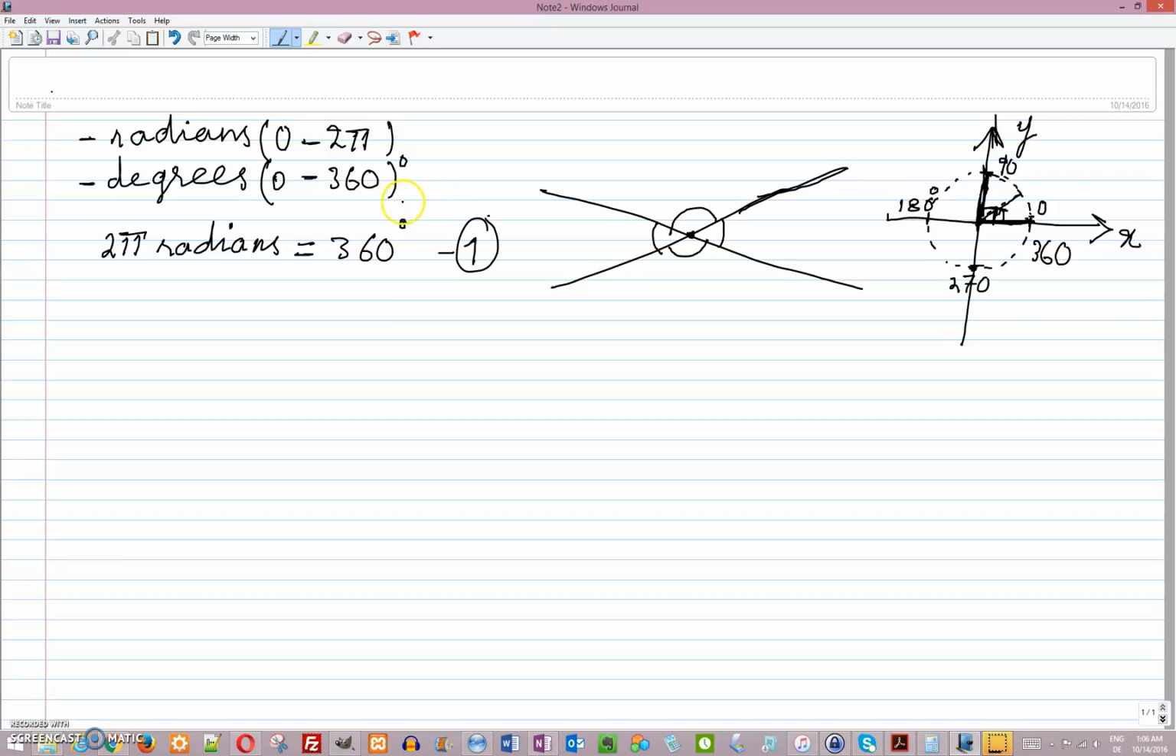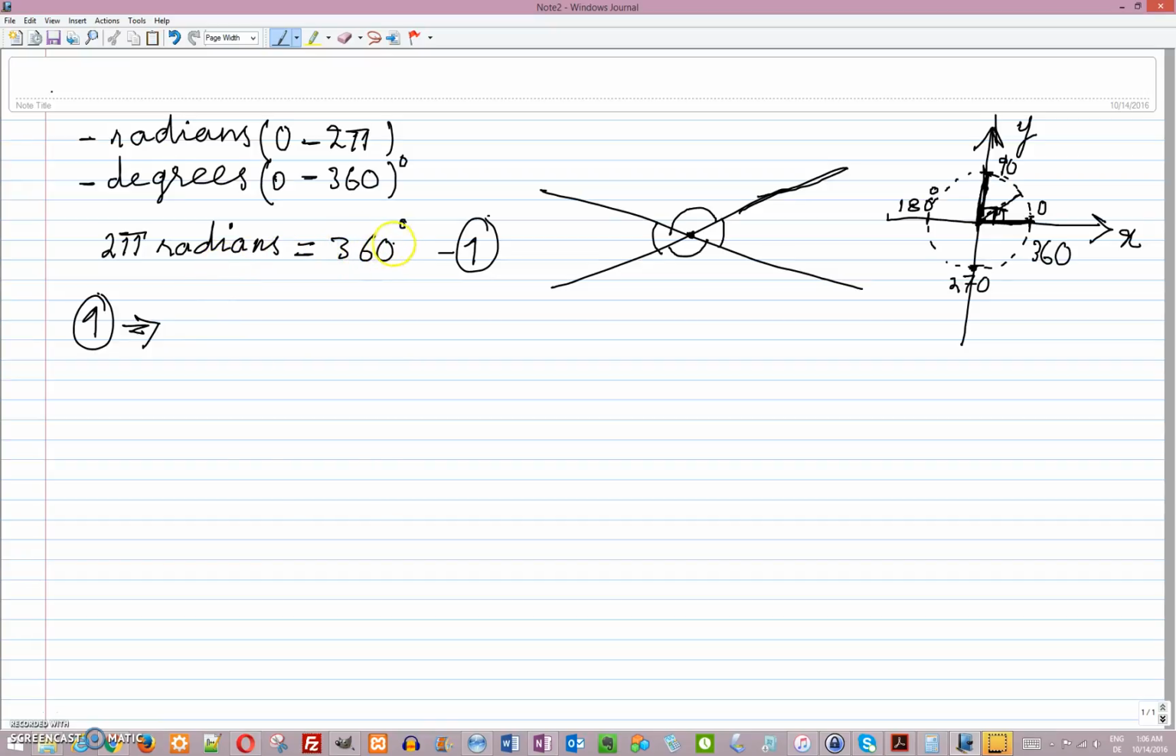For conversion between radians and degrees, you can use this equation to calculate, for example, 1 degree in terms of radians or 1 radian in terms of degrees. And the way to do that, you know that in equation number 1 we had 2 pi radians equal to 360 degrees.